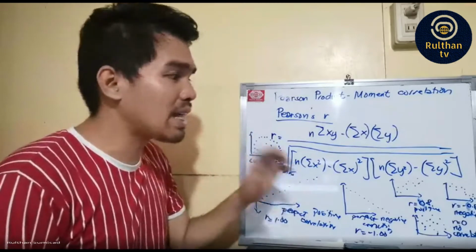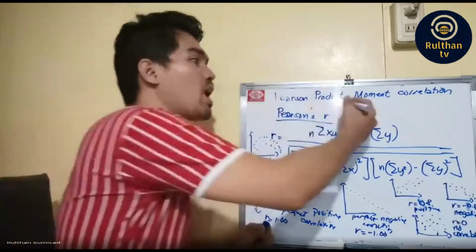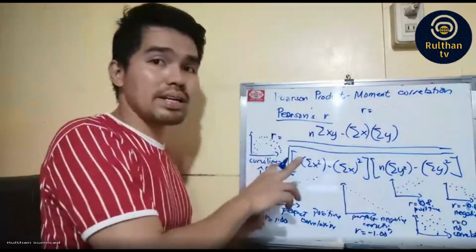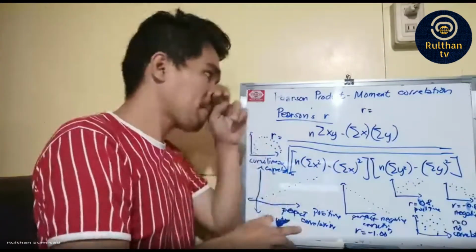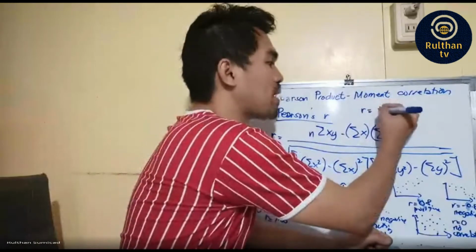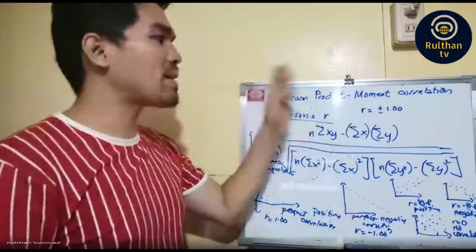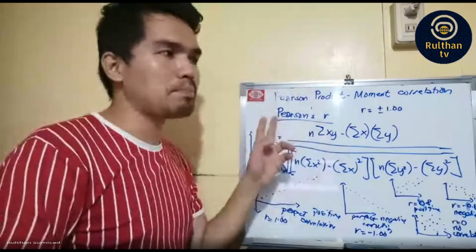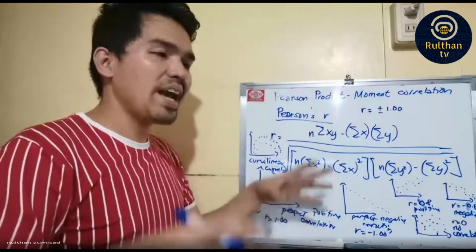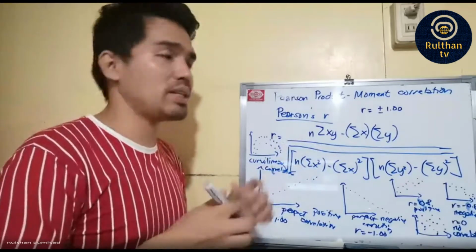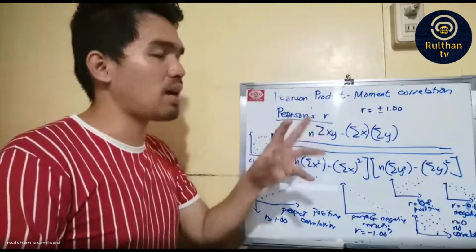In fact, later on I'll discuss the ranges. Actually, our R ranges between positive and negative 1.00. Meaning to say, if we have positive 1 or negative 1, we have a perfect positive correlation and a perfect negative correlation. And the rest in between depends on our specification, whether what range of R it falls within.